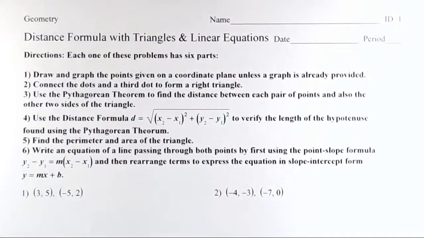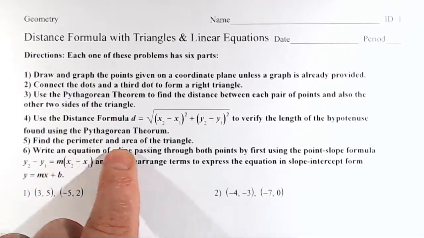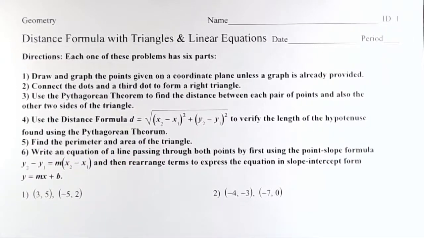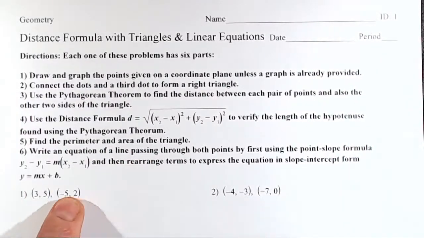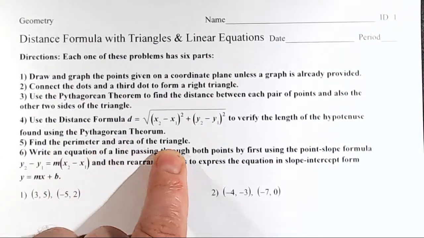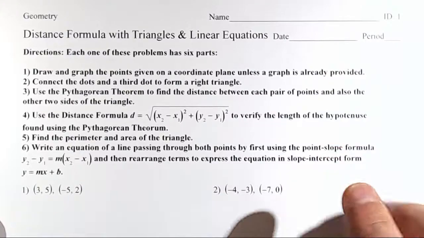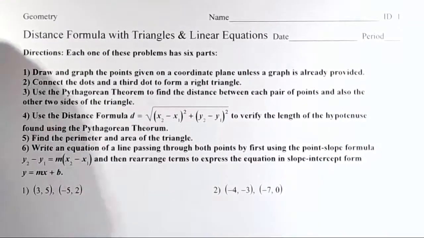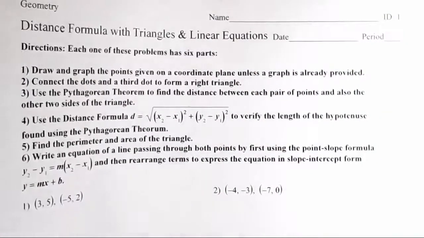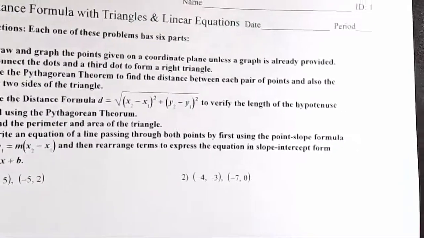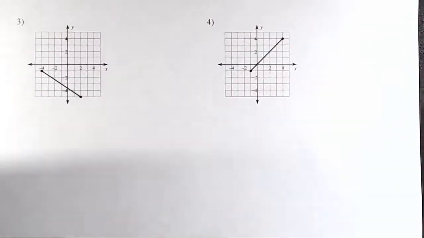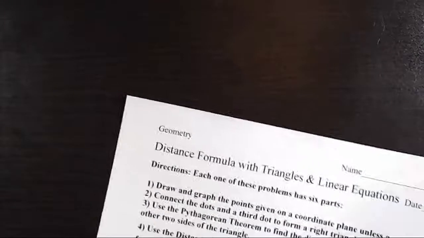And then I've thrown in a couple other things, like find the perimeter and area of a triangle formed by these points, and write an equation of a line passing through both points. This is something we did last year. This is straight up algebra, not a big deal. So that is this upcoming week and possibly next week.